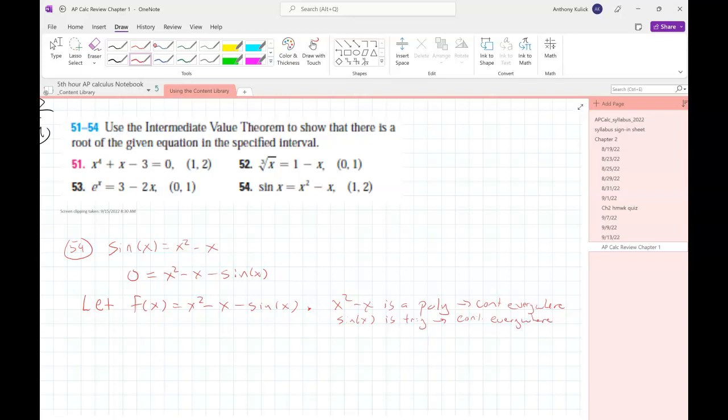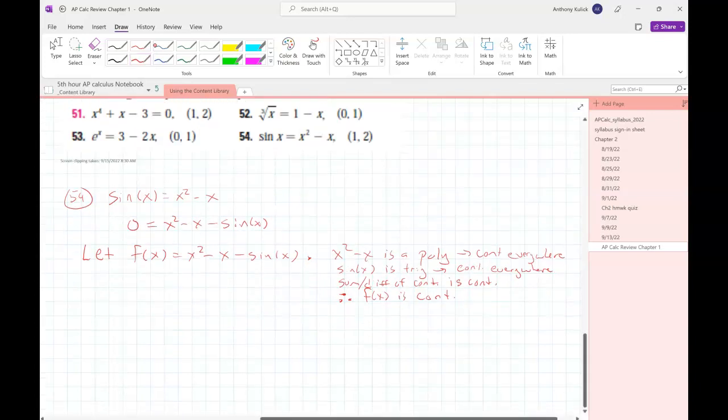So then f has to be continuous, since it's just the sum or difference of continuous pieces. Feel okay? So the sum or difference of continuous pieces is continuous, so that we can say f is continuous.